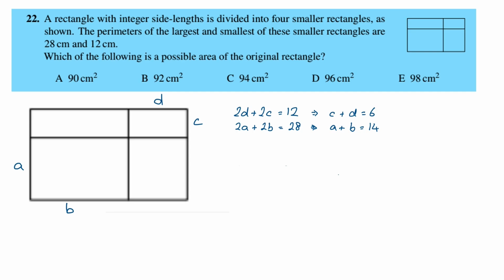I'm sort of playing with different ideas here. I would note, because it tells me in the question that they are integer side lengths, C and D can only be 1 and 5 or 2 and 4. That may be relevant coming up, but I've written it down anyway to help me.